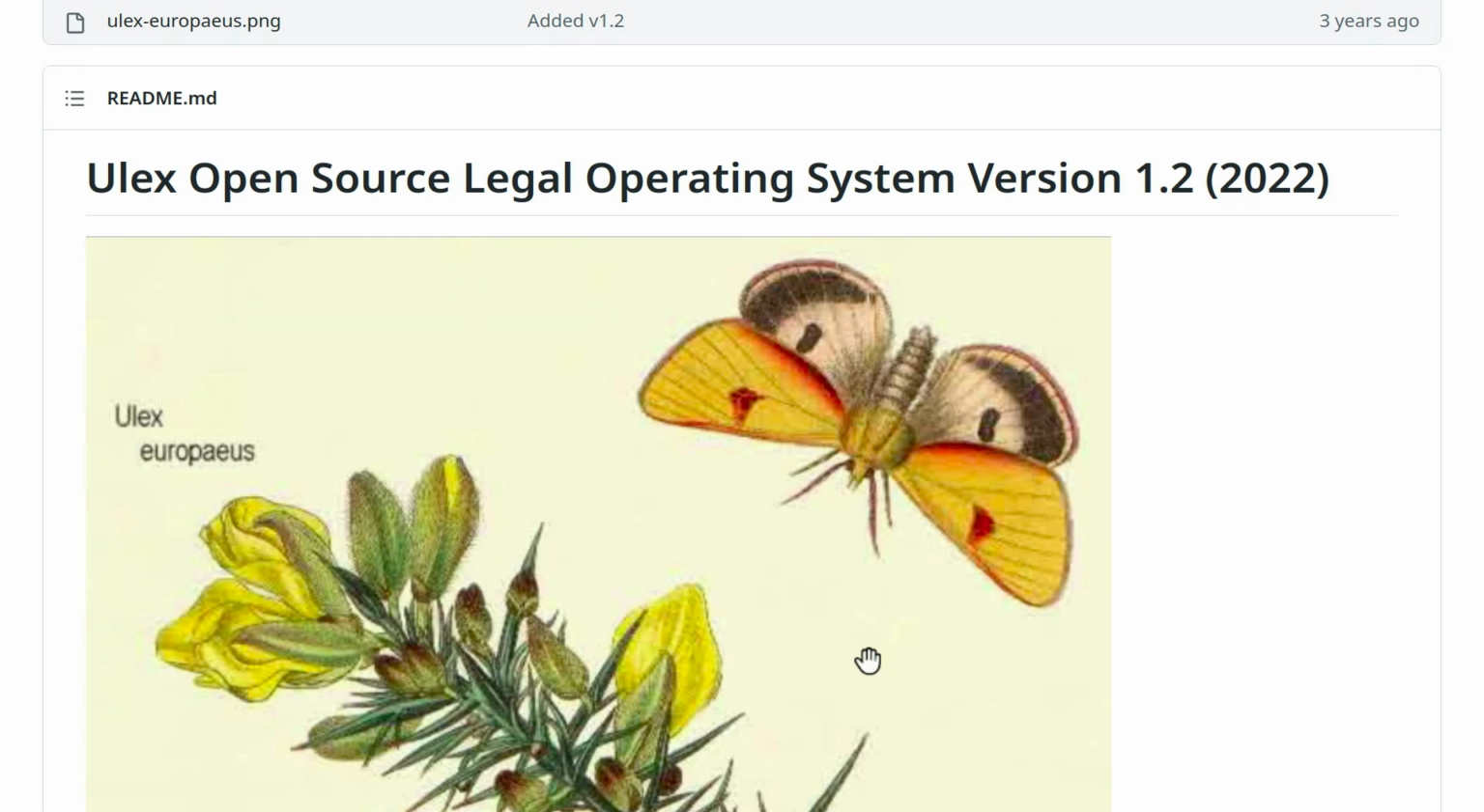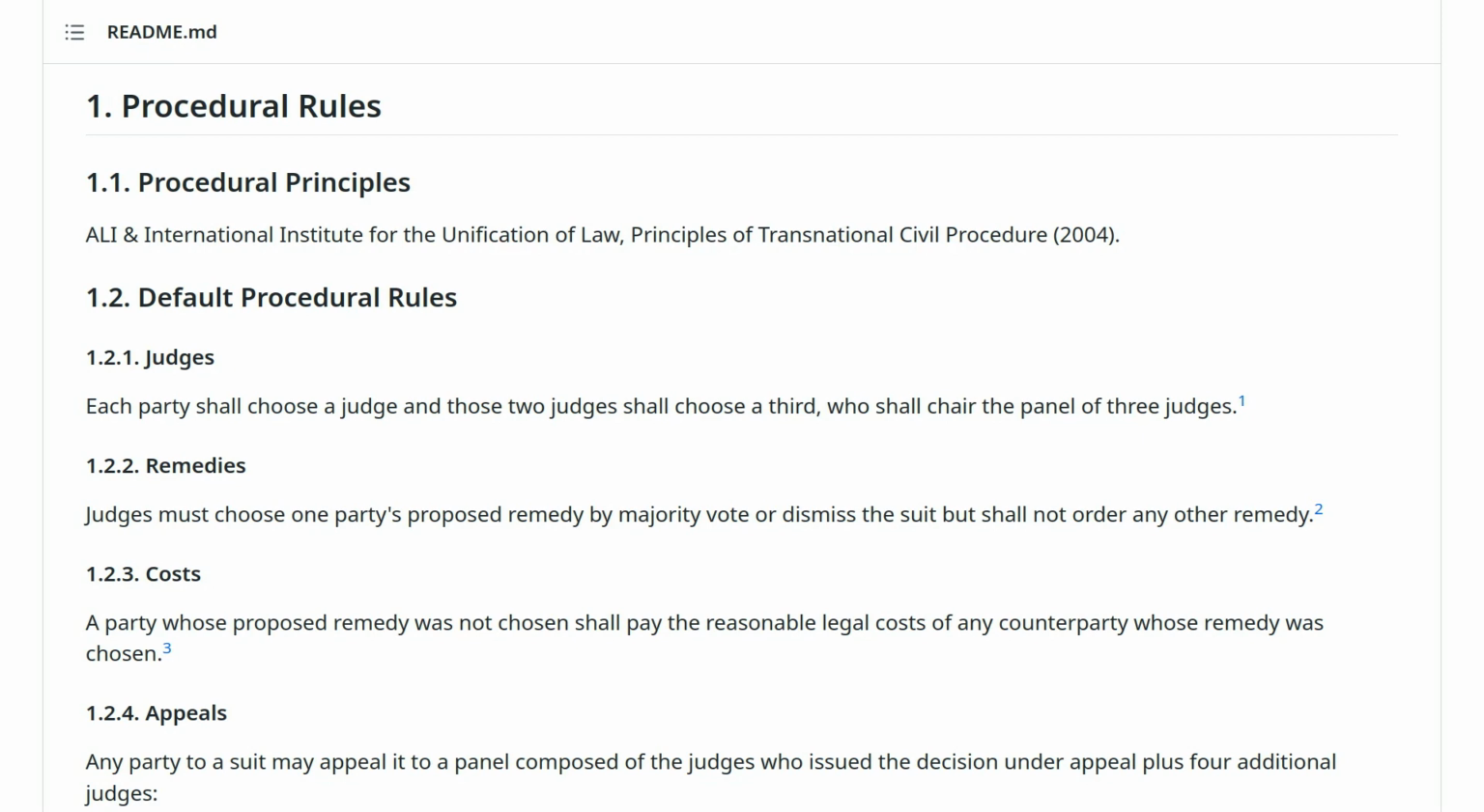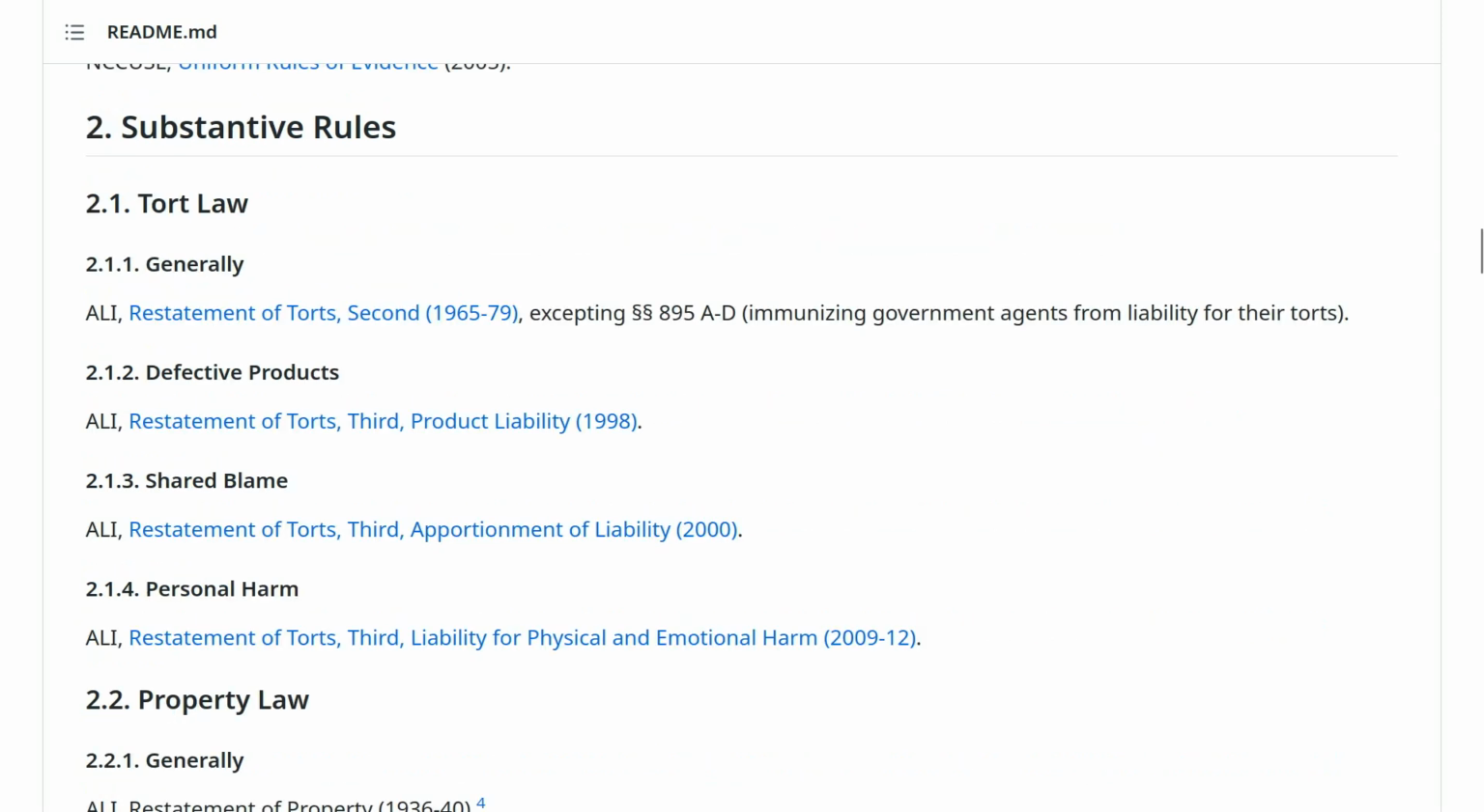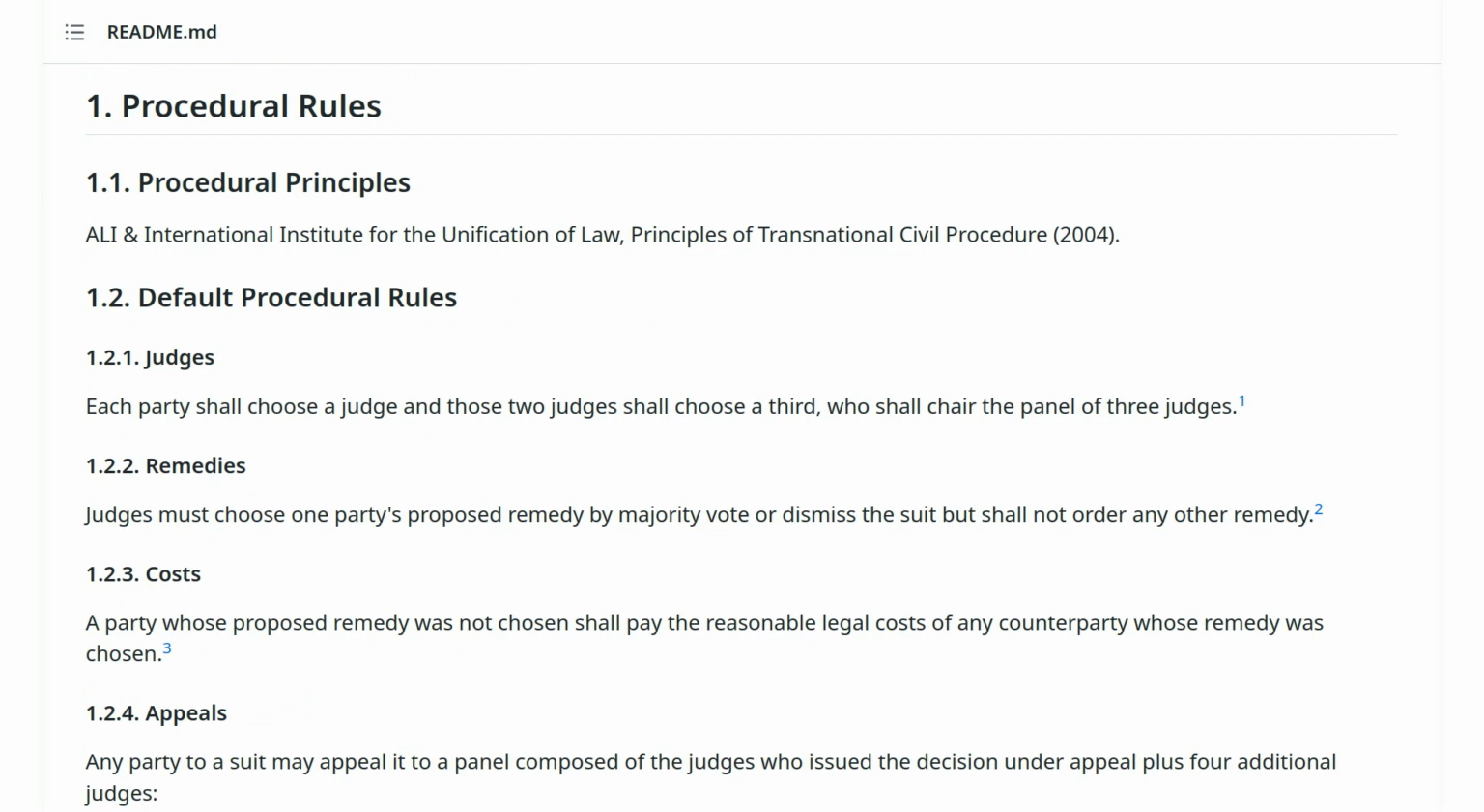So we basically have the Ulex open source legal operating system, version 1.2. And what is it? It's a list of laws. It's separated into Section 1, procedural rules, and Section 2, substantive rules. If you look up those terms in law, the procedural rules are what the government and courts are supposed to follow, or if you're in an anarchist society, what the DAOs or the common law courts are supposed to use, like the rules of evidence and things like that, right?